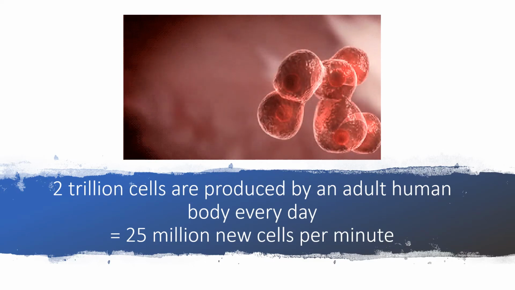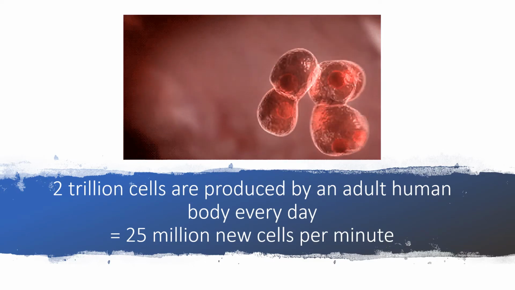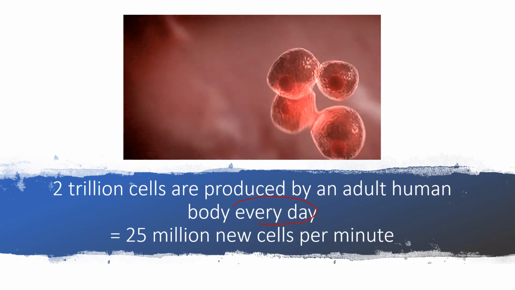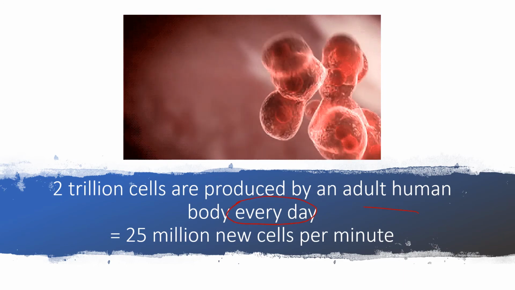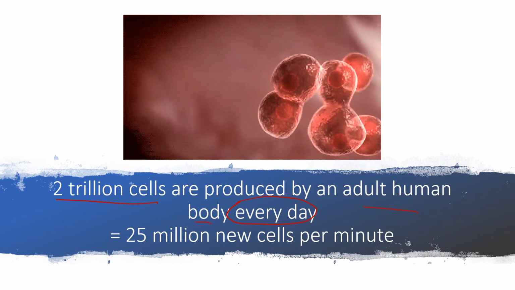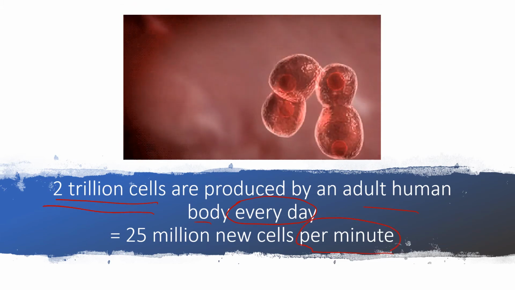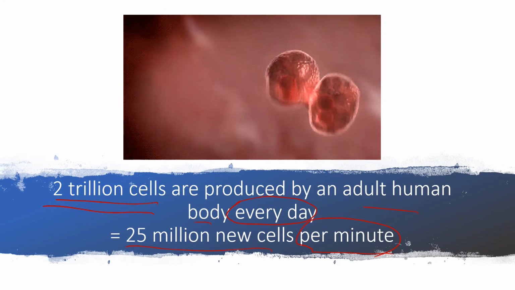So to start off, I don't know if you guys realize this, but every day an adult human body is producing 2 trillion cells. So per minute, we're making 25 million new cells.